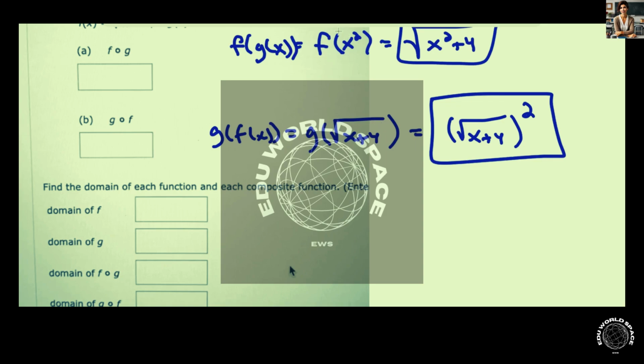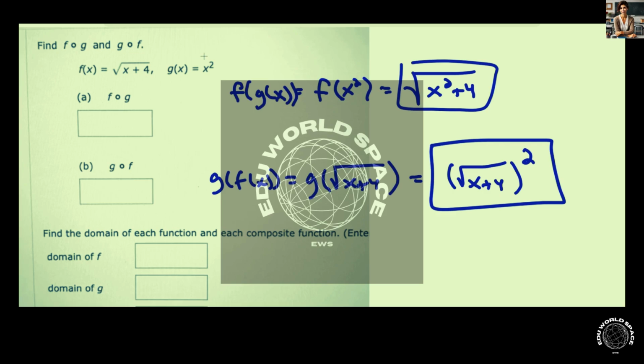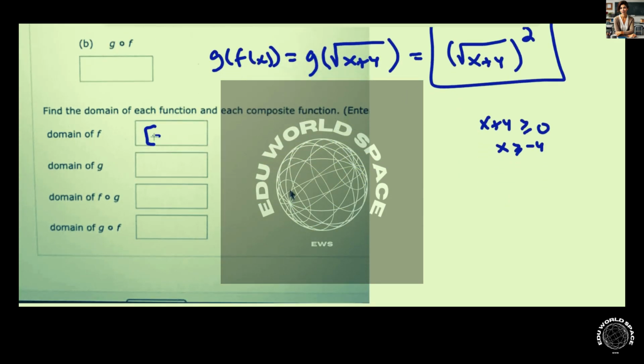The domain and range of the functions in interval notation. Now the domain of f, we can only square root when things are greater than or equal to 0. So if x plus 4 is greater than or equal to 0, then x has to be greater than or equal to negative 4, which would be from negative 4 included to infinity.